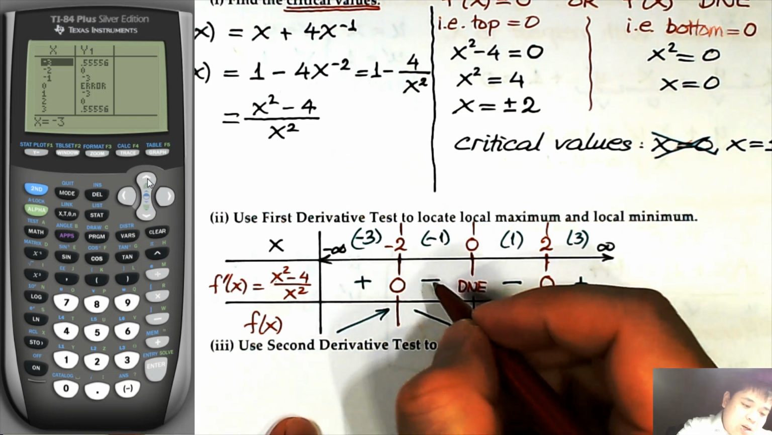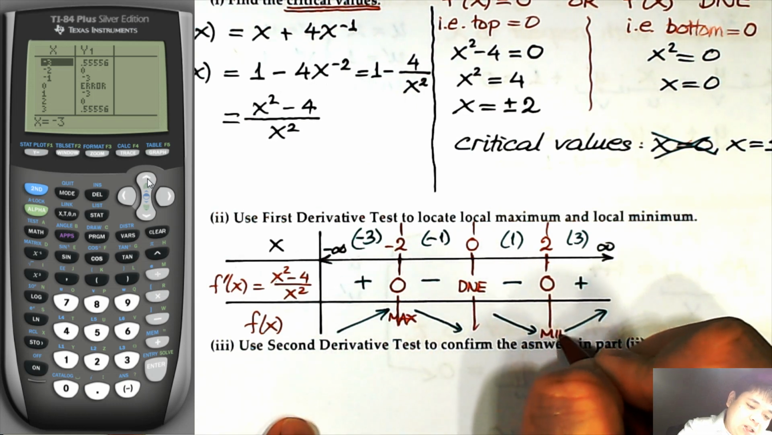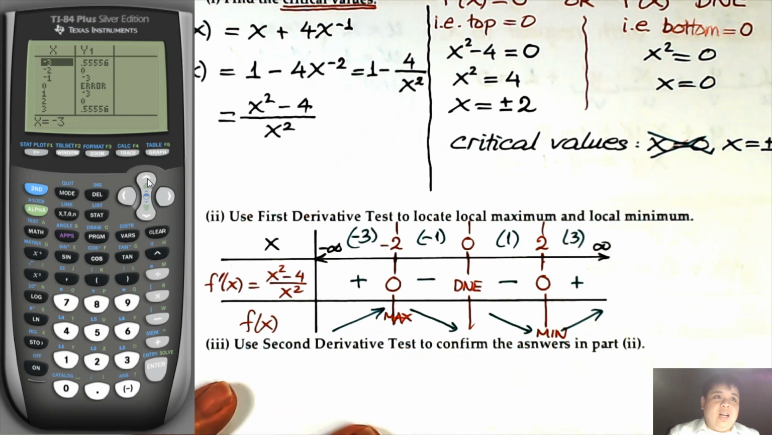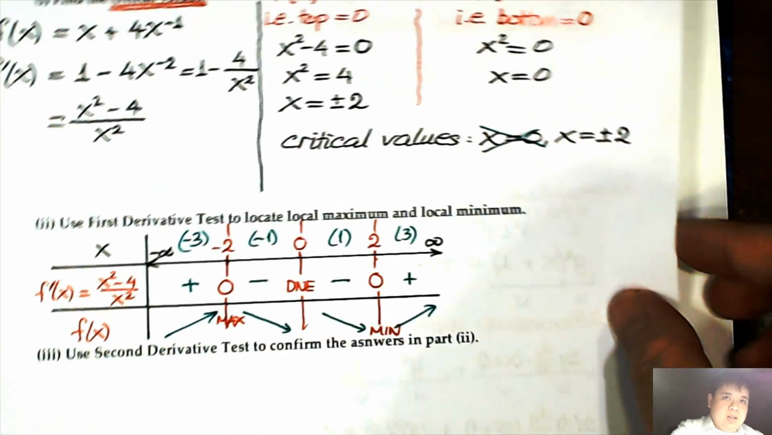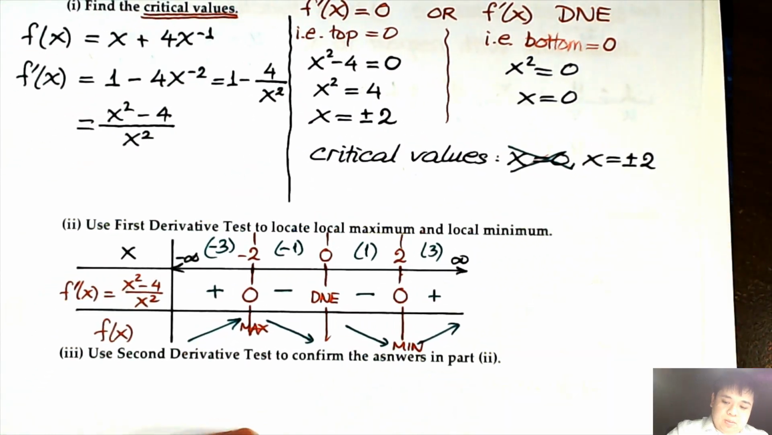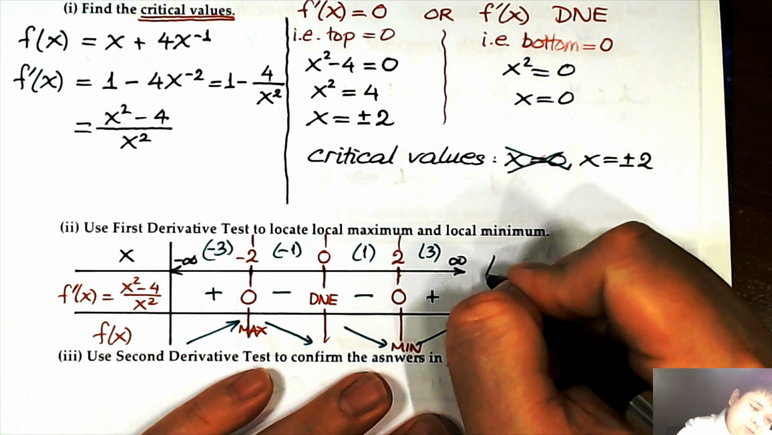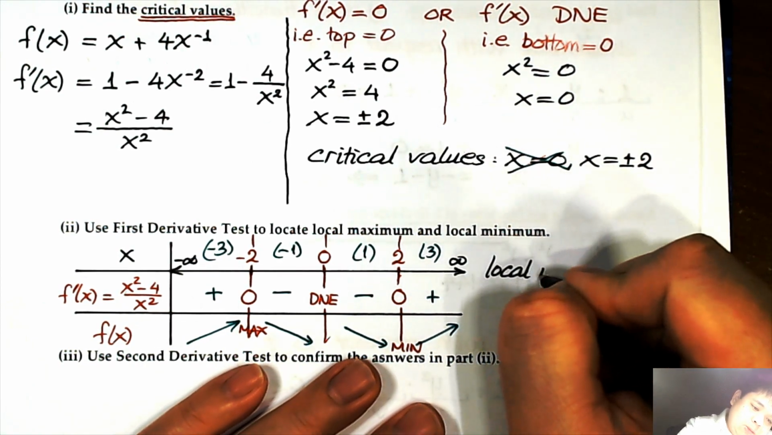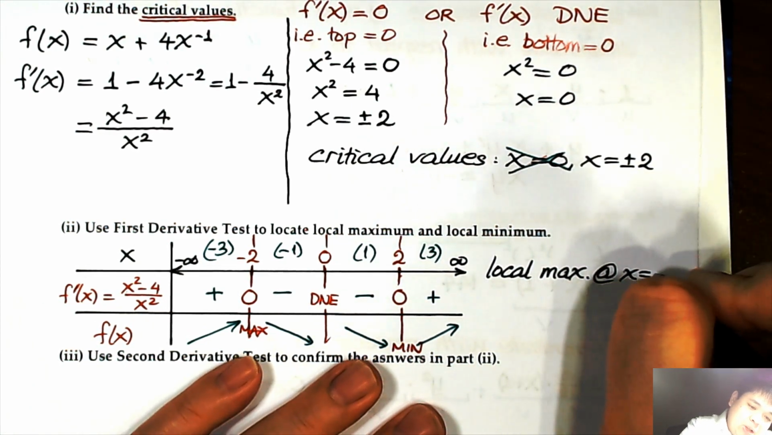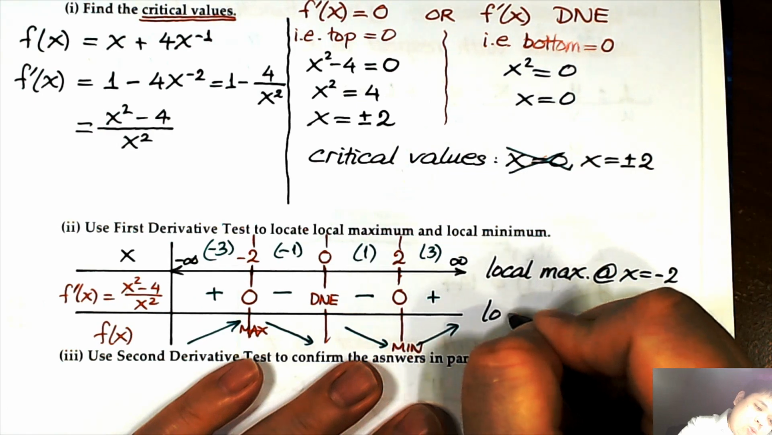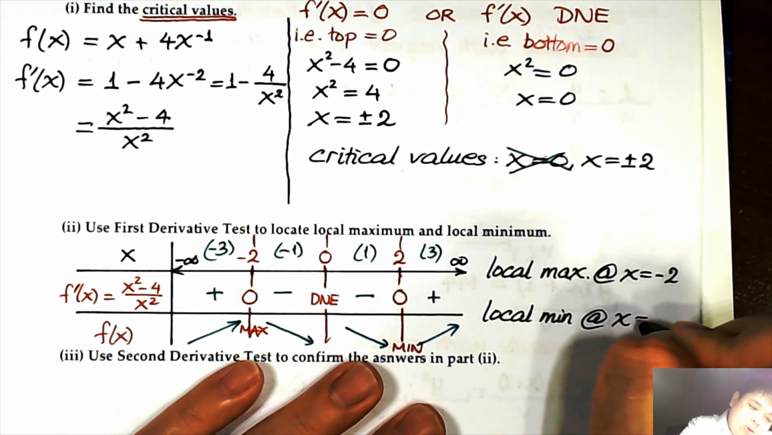Based on that, we're going to have the max here and the minimum here. So here we write the local maximum at x equal to negative 2, and the local minimum at x equal to 2.